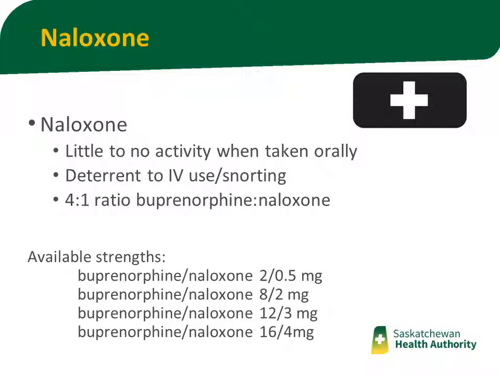Naloxone is only present in this formulation to prevent misuse of the tablets, and that can be either by crushing and injecting or snorting. There are 4 strengths of tablets available: buprenorphine naloxone 2 milligrams, 8 milligrams, 12 milligrams, and 16 milligrams. And it's common for the tablets to be referred to by the buprenorphine component only. So that's that first component: 2 milligrams, 8 milligrams, 12 milligrams, or 16 milligrams. The naloxone is always present in a 4-to-1 ratio of buprenorphine naloxone.